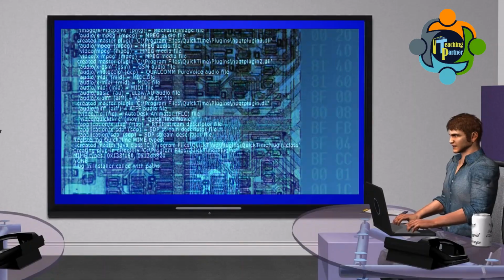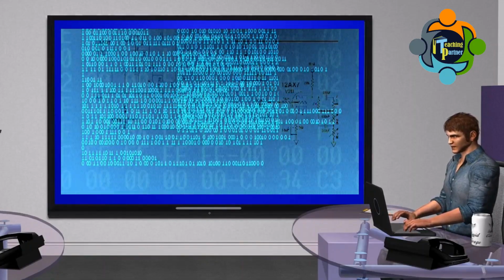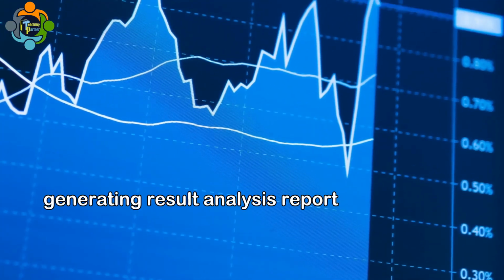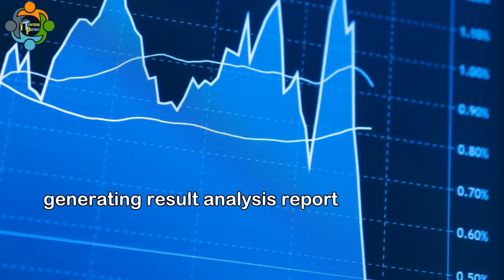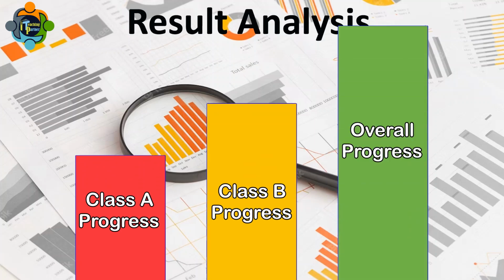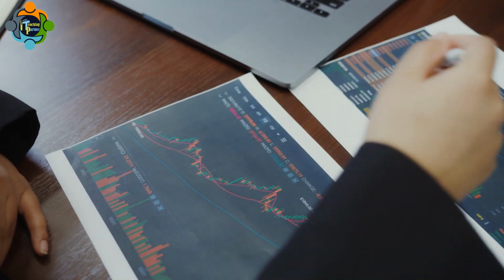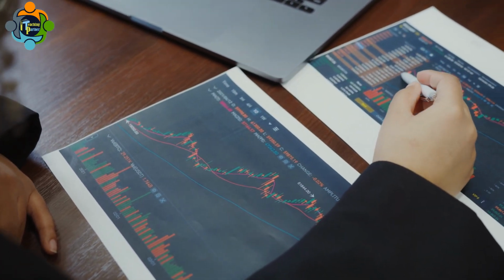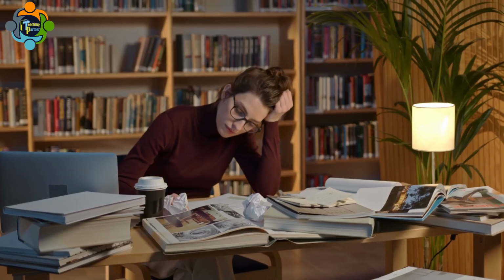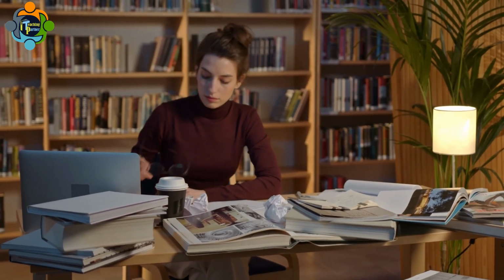As educators, we recognize the invaluable role data plays in improving educational outcomes. Result analysis is important in identifying the strengths and weaknesses of individual students and the entire class. It provides feedback to both teachers and students, allowing them to make necessary improvements. By analyzing results, teachers can identify areas where students need to focus more attention, while teachers can adjust their teaching methods and curriculum to better meet the needs of their students.